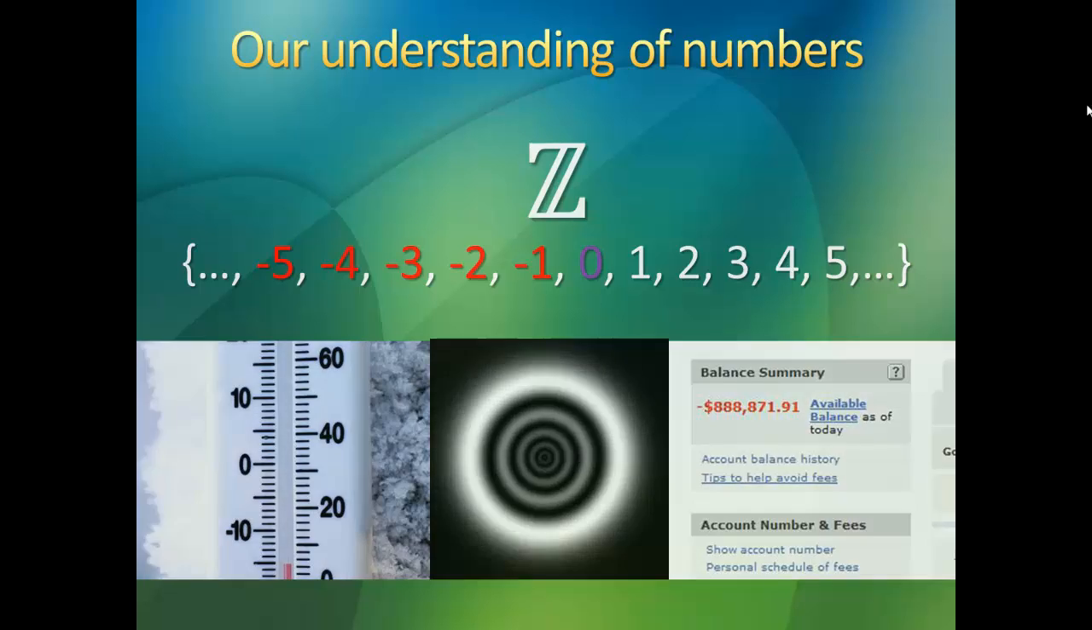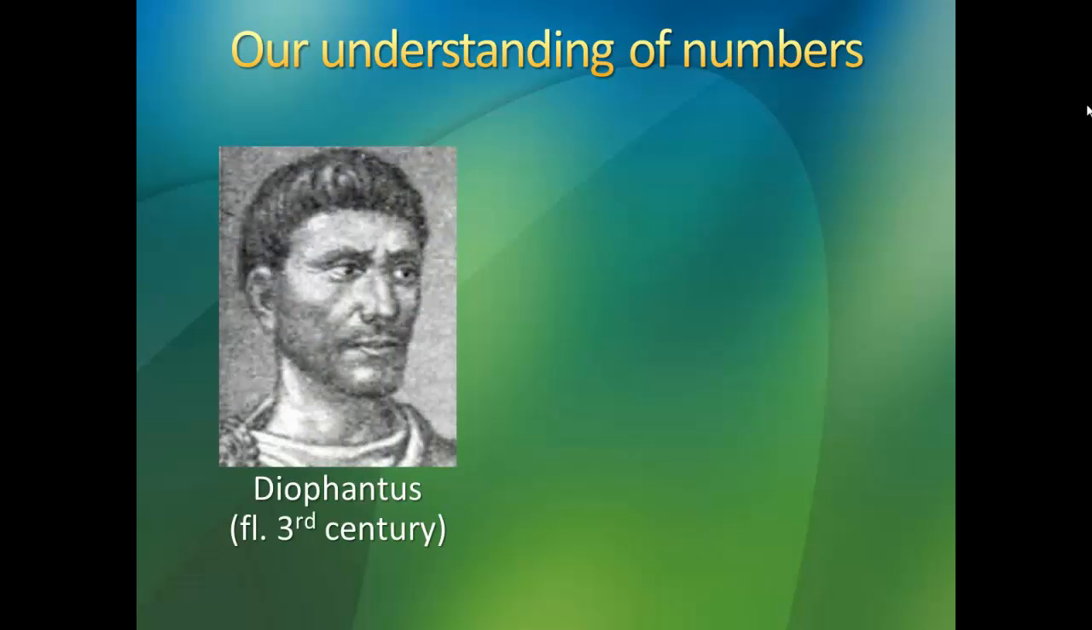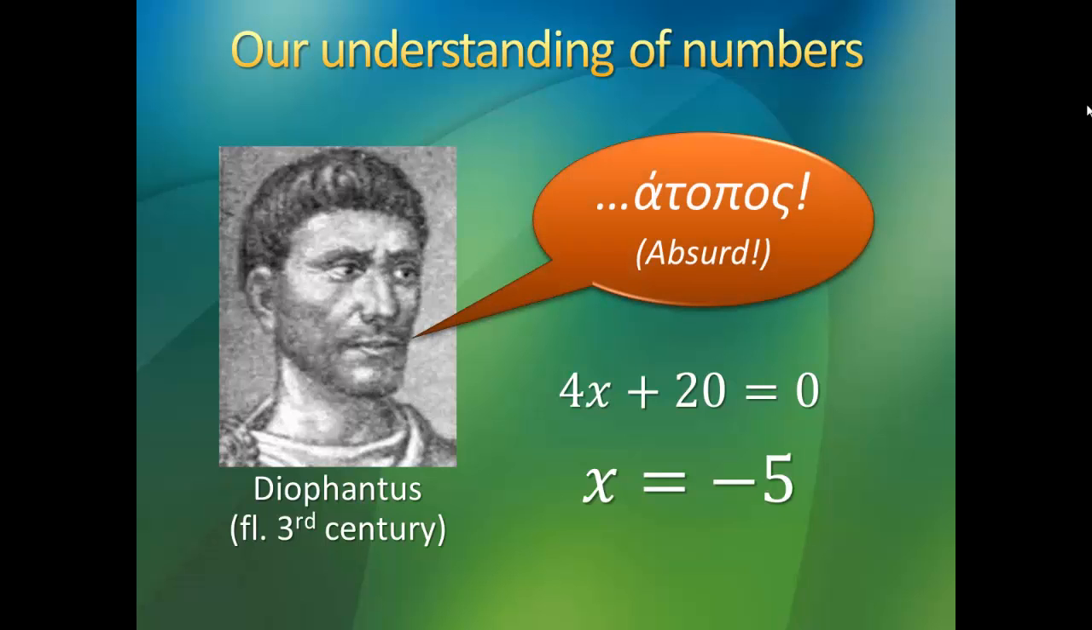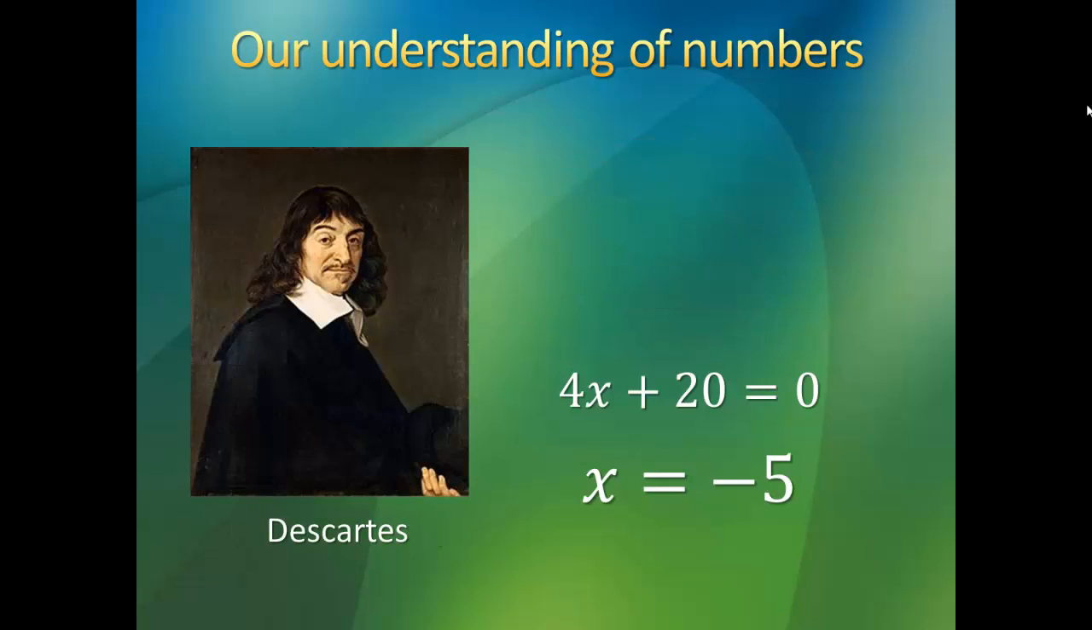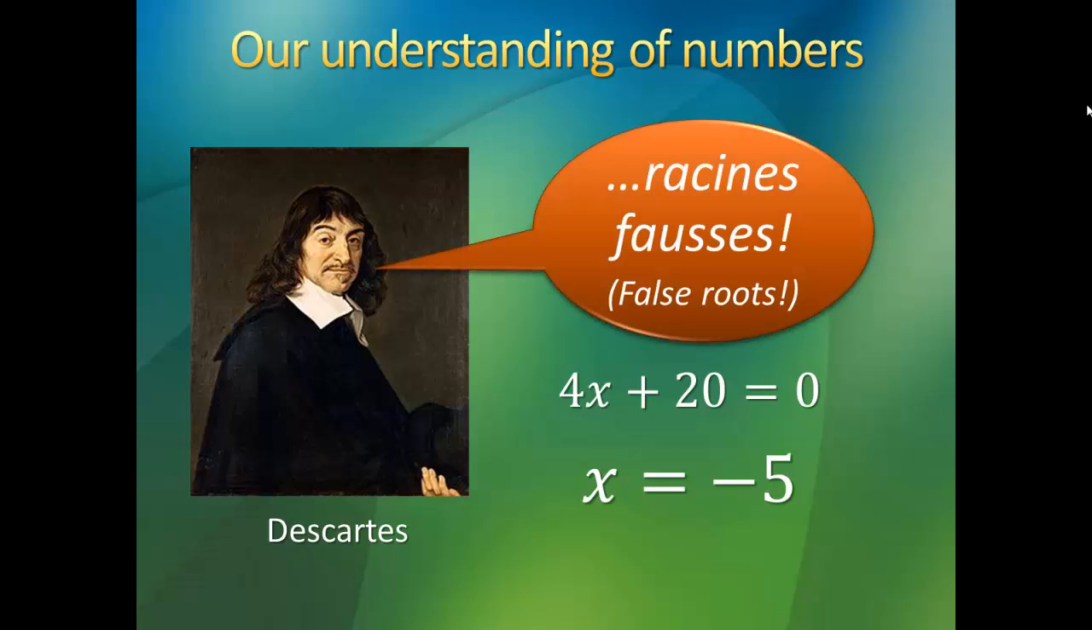Enter the Alexandrian Greek mathematician Diophantus, the author of the book Arithmetica that Fermat was reading when he made his conjecture about sums of powers. In Arithmetica, Diophantus wrote about an equation that today would be translated as 4x plus 20 equals 0. We of course know that the solution to this would be x equals negative 5, but Diophantus dismissed the equation entirely, calling it absurd. Descartes, in his La Géométrie, also threw out negative solutions to such equations, calling them racines fausses, or false roots. This sort of mentality that negative numbers were mere nonsense persisted throughout Europe until the 17th century.